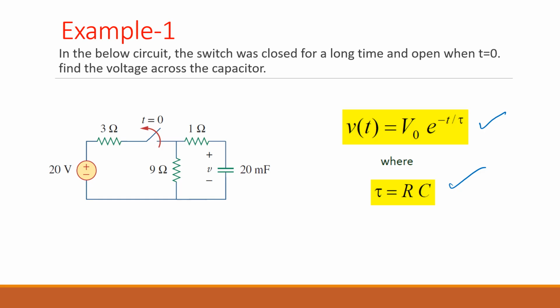So the first thing is for you to draw the two circuits when the time is less than 0, or less than or equal to 0. What they are saying is, in the below circuit the switch was closed for a long time. So the switch was closed, am I right? When the switch was closed, if I draw the circuit, my circuit would look like this.